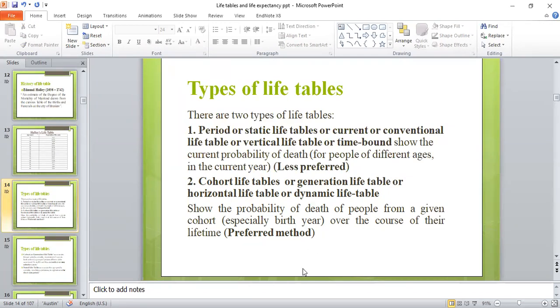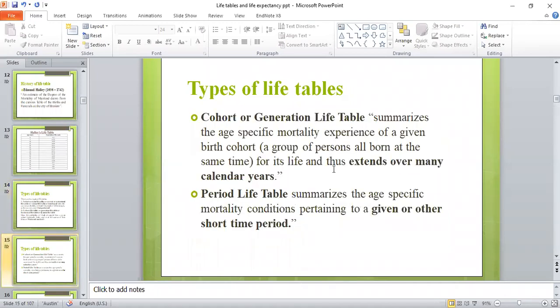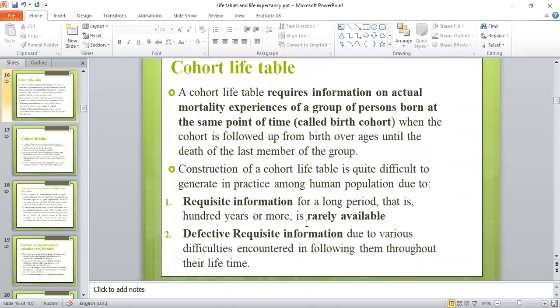Cohort life table is the most preferred method, whereas period life table is the least preferred method. The cohort or generational life table actually summarizes the age-specific mortality experience of a given birth cohort for its life and thus extends over many calendar years. Period life tables summarize the age-specific mortality conditions pertaining to a given short period of time.